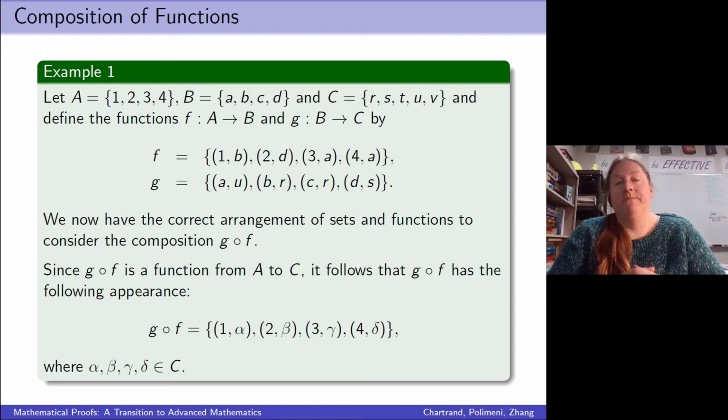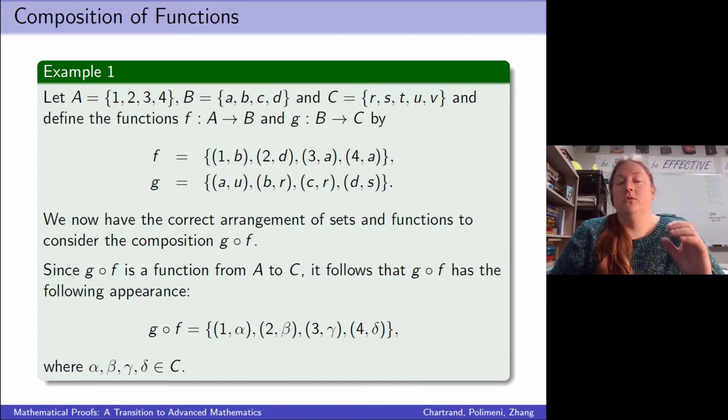So let's take a look at an example. Say I have a set A, the numbers 1, 2, 3, 4, a set B, the letters a, b, c, d, and a set C, the letters r, s, t, u, and v. And then we define functions f and g such that f is the set of ordered pairs 1b, 2d, 3a, and 4a, and g is the set of ordered pairs au, br, cr, and ds. Now, what we're going to do is first apply f and then apply g. Notice that the codomain of f is the domain of g. So this is set up so that we're able to actually do the composition of functions.